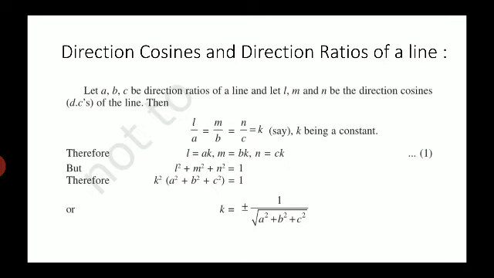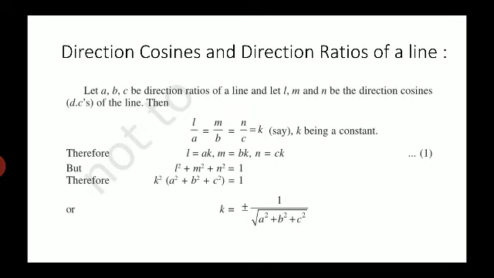As we all know, direction cosines and direction ratios are proportional to one another. For this, we will consider a, b, c to be the direction ratios of a line and l, m, n to be the direction cosines of a line. Then l by a equals m by b equals n by c equals k, say, k being a constant. From this we will get l equals ak, m equals bk, n equals ck. Let me mark this equation as 1. But we know l square plus m square plus n square equals 1. If we put the values of l, m, n in this equation, we will get k square into a square plus b square plus c square equals 1.